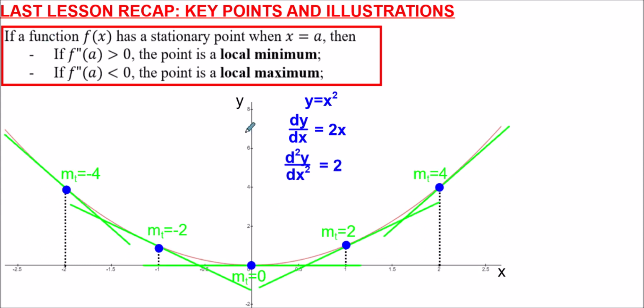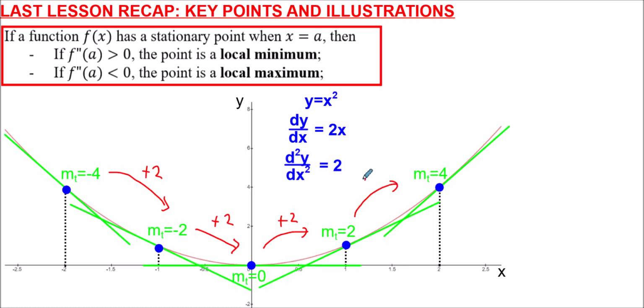You'll then hopefully see, looking at the tangents at different points, the gradient's gone from minus 4 when x is minus 2, to minus 2, to 0, to 2 and then up to 4. And so each time as we move along, the gradient of a tangent is increasing. So minus 4 plus 2 gets us to minus 2. Minus 2 plus 2 gets us to 0. Plus 2 and then plus 2 again.